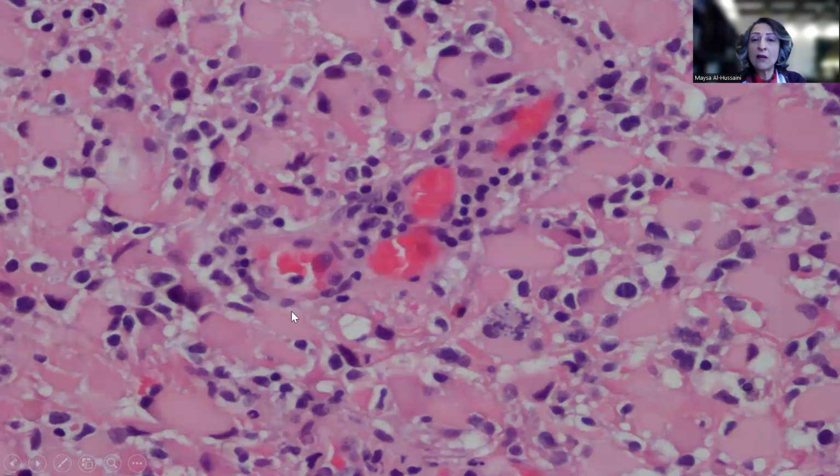And then here another high power magnification with the cells with abundant glassy acidophilic cytoplasm and some accentuation of the cytoplasm here near the cell membrane. And then we have this perivascular lymphocytic infiltration that is typically seen with gemistocytic tumors, gemistocytic astrocytoma.